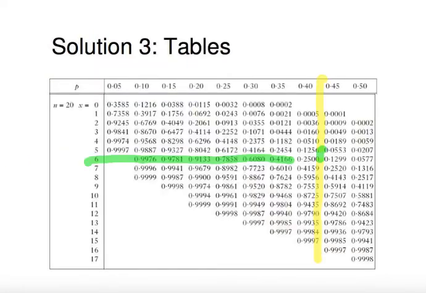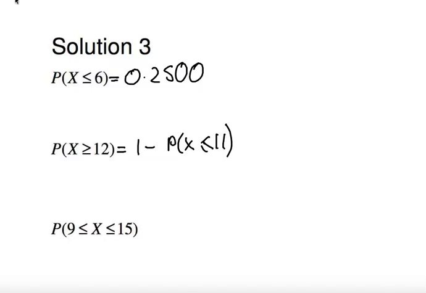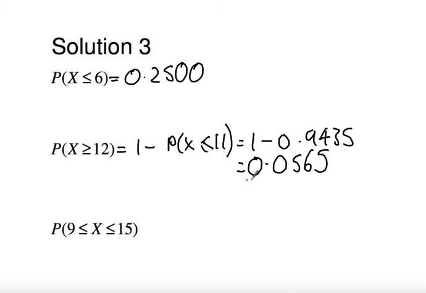Now if I go to my tables to read this off, get my highlighter pen, probability x is less than or equal to 11, so just coming across, I'm just going to stop just before the value, I get 0.9435. So this is equal to 1 minus 0.9435. And so when I put this into my calculator, we get an answer of 0.0565. And we are done.